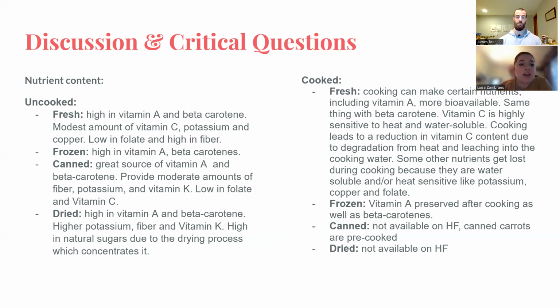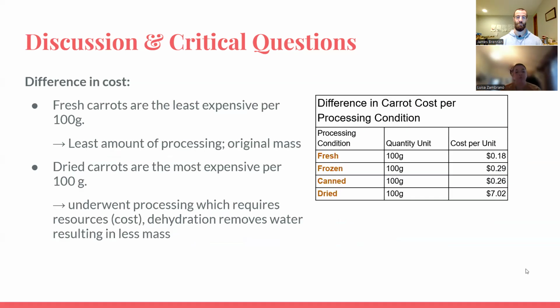Like I said, vitamin A, I'm sorry, and beta carotene remained stable. So then in terms of cost, the fresh carrots are the least expensive per 100 grams. They underwent the least amount of processing and they had their original mass. So there wasn't a loss of mass that would affect the conversion to 100-gram units. And it just makes sense that a food product with the least amount of processing is going to be the cheapest. If you look at the fresh, the frozen, and the canned, they're all relatively cheap.